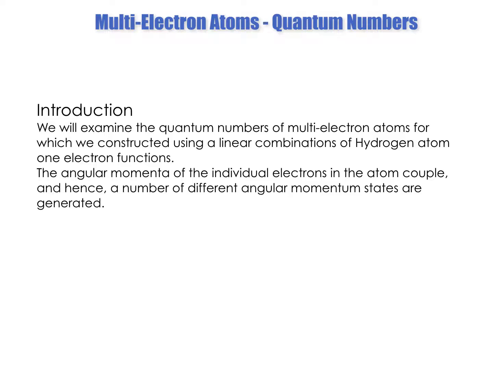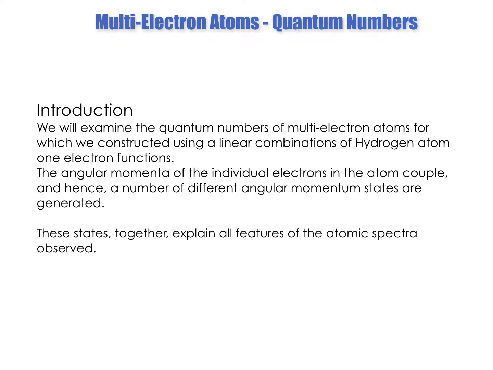The angular momenta of each electron couples with the others. Therefore, we have to understand that these electrons are really not independent of each other as we assumed before. So we're going to perform specific operations to account for this coupling of angular momenta. And so the states that we generate with coupled angular momenta will explain all the features of the atomic spectra we have observed so far.